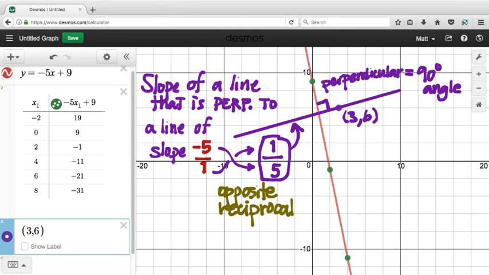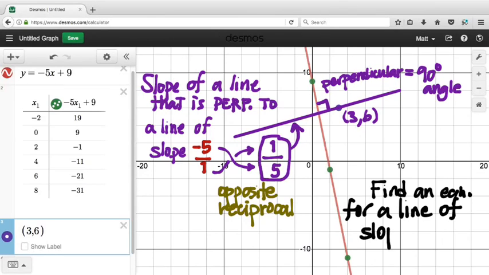And so now here's the thing to remember, right? Once we've navigated that step, perpendicular means that the slopes are opposite reciprocals, right? That they're flipped upside down and also traded positive for negative. Once we remember that, now we've really worked our way back to the following question. Our original problem is now to find an equation for a line whose slope is 1/5 and which passes through the point (3, 6).